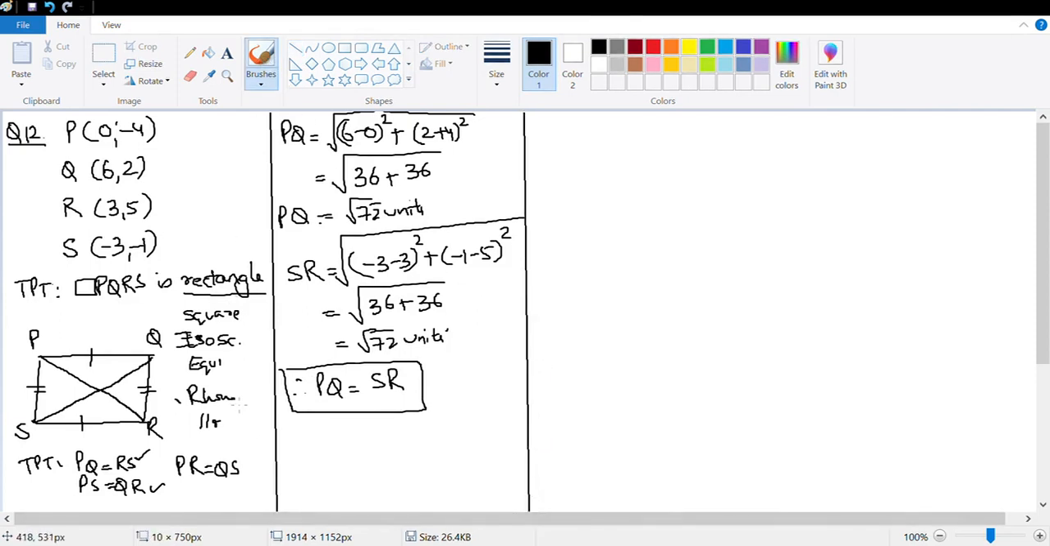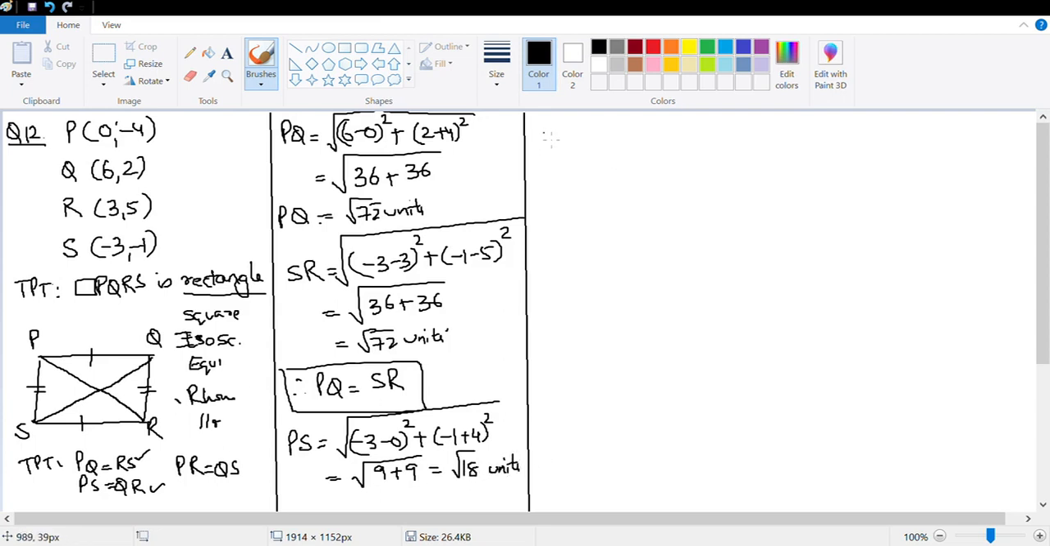The second pair of opposite sides are PS and QR. So PS will be equal to P and S. So the square root of negative 3 minus 0 whole square plus negative 1 minus negative 4, that's plus 4 whole square. This will be negative 3 whole square, which is 9, and this is negative 1 plus 4, that's 3 square, that's 9. So this is equal to square root 18 units. Done. So I have taken PS.